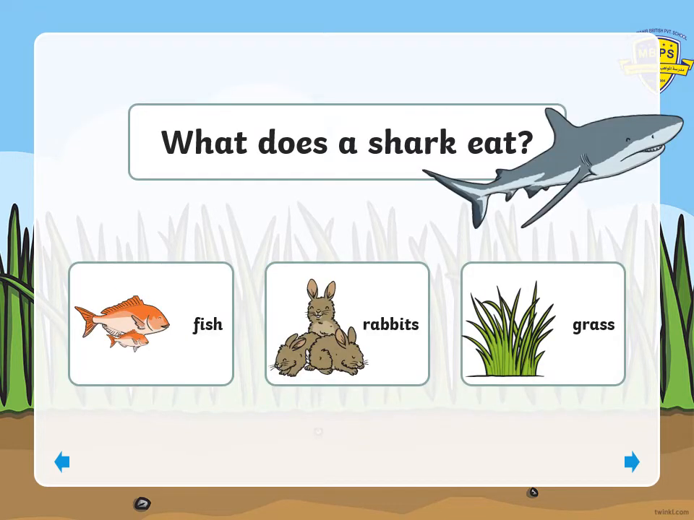What does a shark eat? Shark is also a carnivore. It eats meat too, so we will skip the grass. It's not going to eat grass. It's not a herbivore. So will it eat rabbits or will it eat fish? Rabbits are found in which habitat? Ocean habitat? No. Which animals do you find in the ocean habitat? Fishes. So they eat fishes. You're correct.